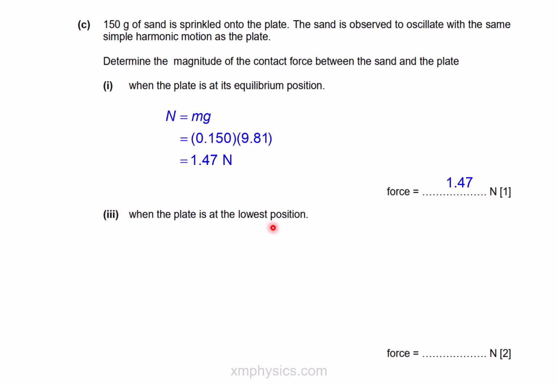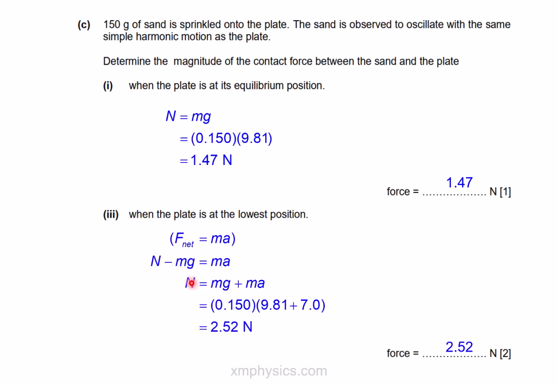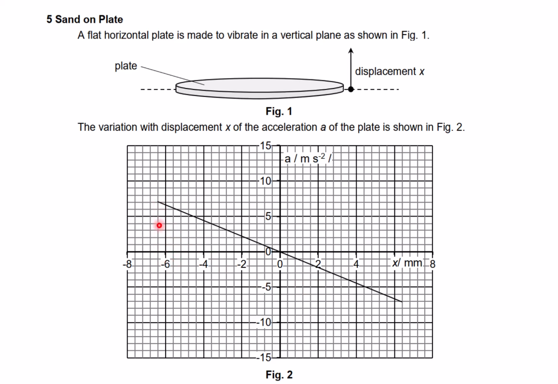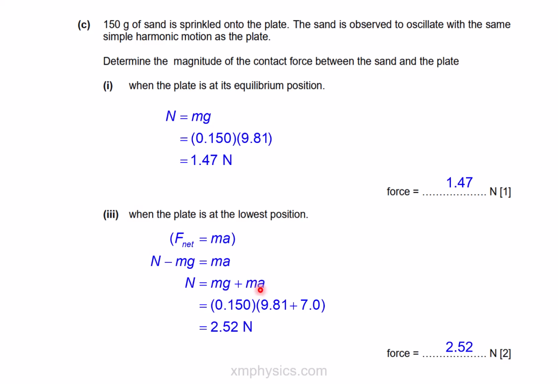When you're at the lowest position, the normal contact force has to be larger than mg. We know m times a is actually the restoring force, which is m omega square x naught here. For this question, it's easier to just read from the graph the acceleration at the lowest position. At the lowest position here, you can read from the graph the acceleration is 7 meters per second square. So I can simply substitute a to be 7.0 meters per second square. Sure enough, the normal contact force is stronger at the bottom compared to when it's at the equilibrium position.